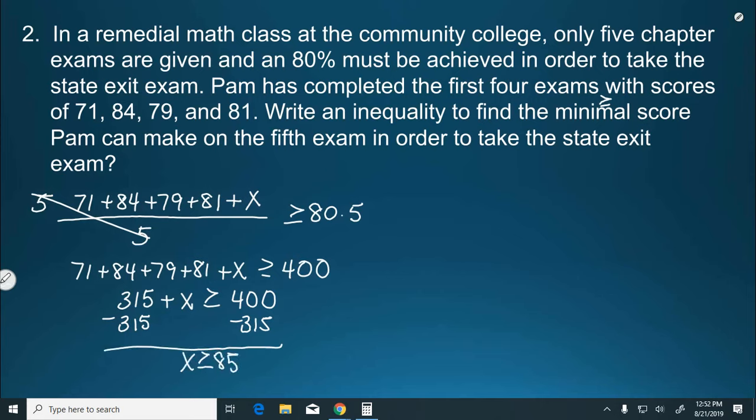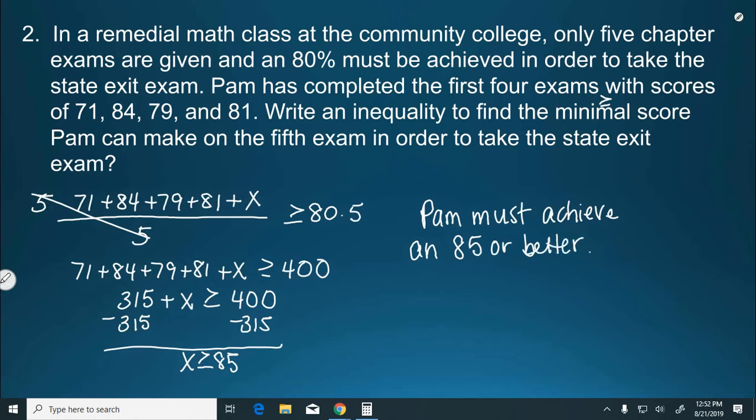So what does she have to get on the 5th exam in order to take that exit test? She needs an 85 or better to take the exit test. So we're going to say Pam must achieve an 85 or better. And written in bracket notation, since it's 85 or greater, would be bracket 85, comma, infinity. So anything higher than 85.